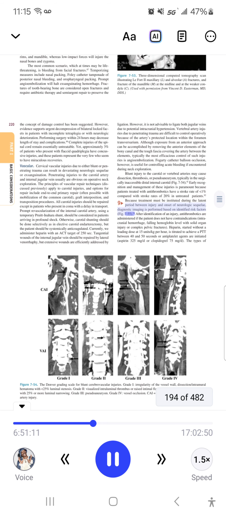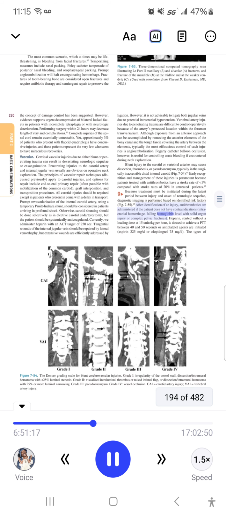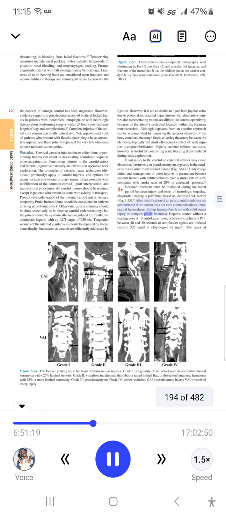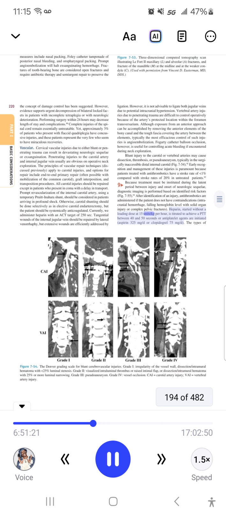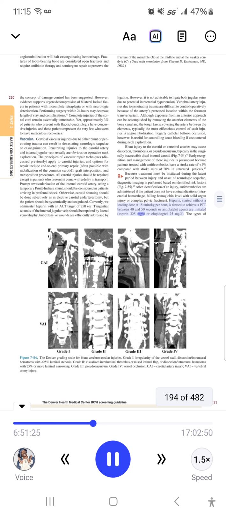Fig. 75-5. After identification of an injury, antithrombotics are administered if the patient does not have contraindications: intracranial hemorrhage, falling hemoglobin level with solid organ injury, or complex pelvic fractures. Heparin, started without a loading dose at 15 units/kilogram per hour, is titrated to achieve a PTT between 40 and 50 seconds, or antiplatelet agents are initiated: aspirin 325 mg/d or clopidogrel 75 mg/d.